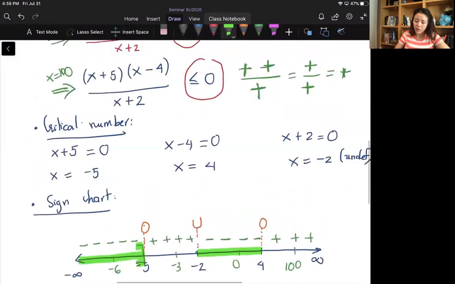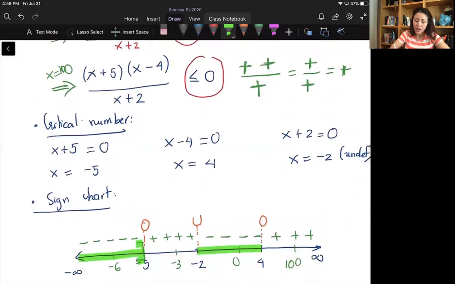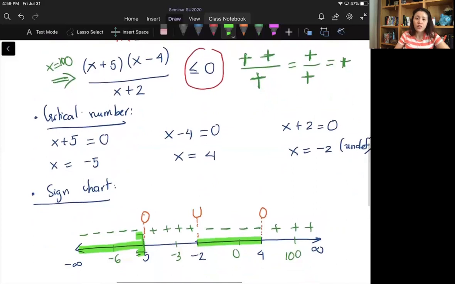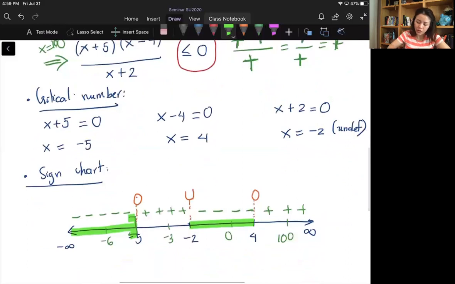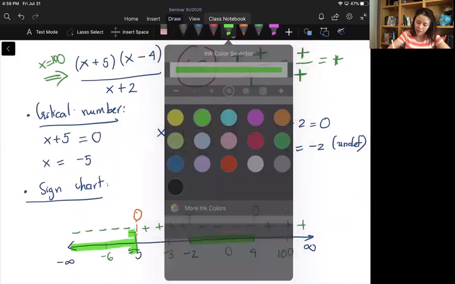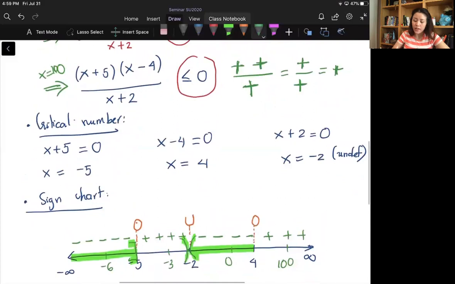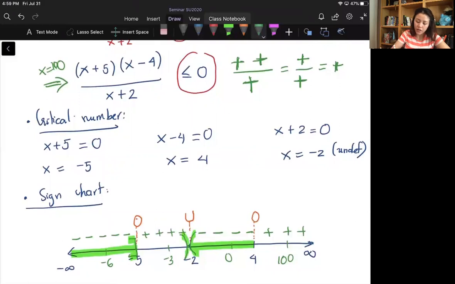How about negative 2? Am I allowed to include negative 2 because of the equal sign? No, remember, we never ever touch negative 2 because that's where the expression is undefined, right? So I'm going to have a parenthesis there just to say that we don't include it; we get closer and closer to negative 2, but we never touch it. How about 4? Yes, we're allowed to include positive 4 because that's where the inequality is equal to 0. Okay, like that.